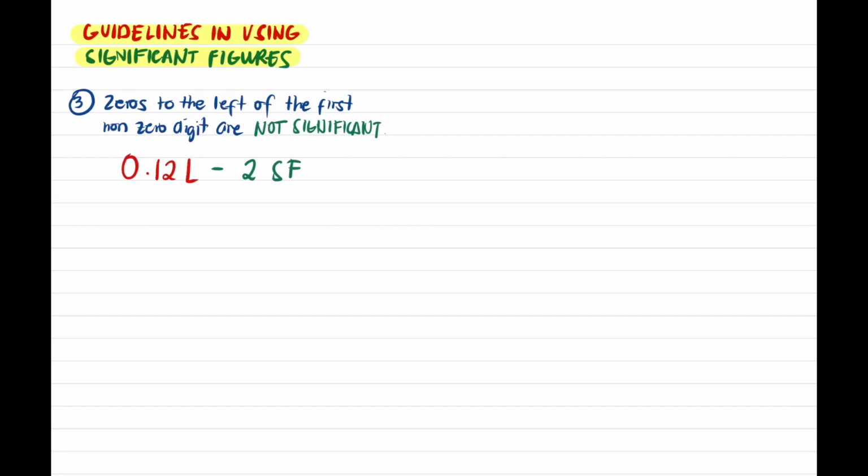Another example, 0.000345 kg, meron itong 3 significant figures lang, which are 3, 4, and 5. Yung mga zeros sa left side ng 3 ay hindi significant.